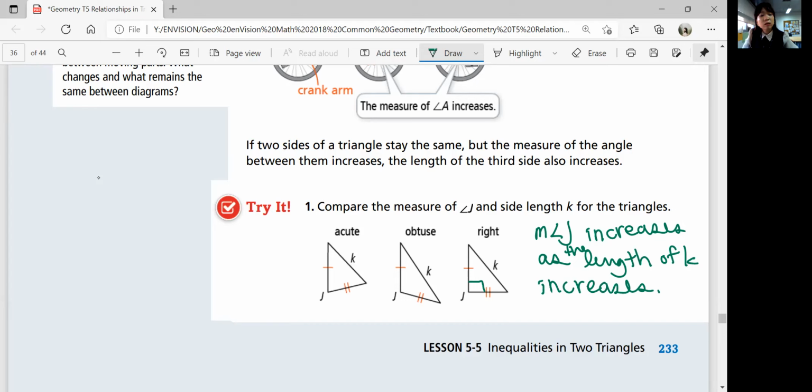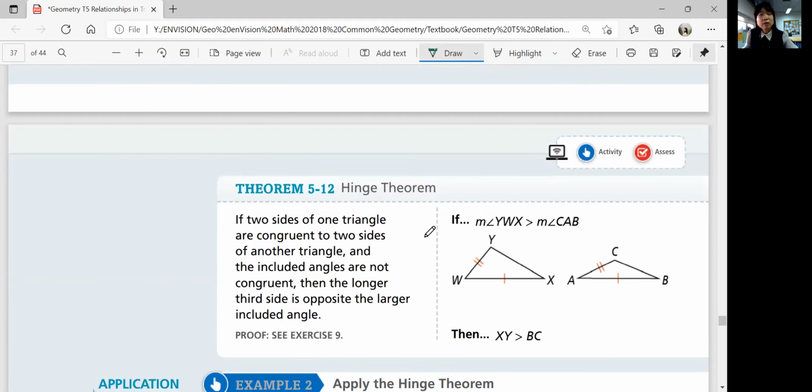And the triangle goes from acute to right to obtuse. So you can say acute is smaller than obtuse, and right is smaller than obtuse, both for the angles of J and the measure of K. All right, so that's Theorem 5-12, the Hinge Theorem.